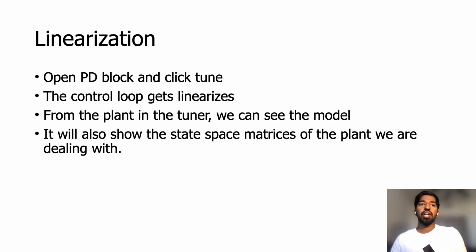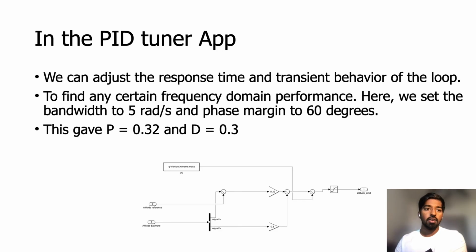For linearizing, we need to open the PD block and then click Tune. The control loop gets linearized, and from the plant in the tuner, we can see the model. It will also show the state space matrices of the plant we are dealing with. In the PID Tuner app, we can adjust the response time and the transient behavior of the loop by adjusting the sliders, which are positioned above.